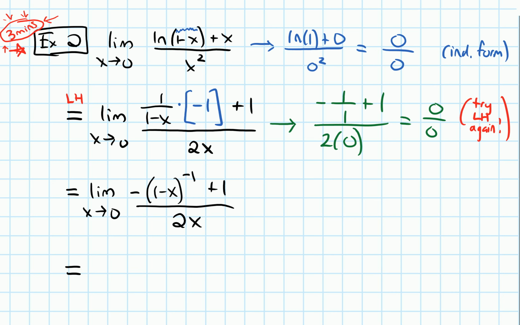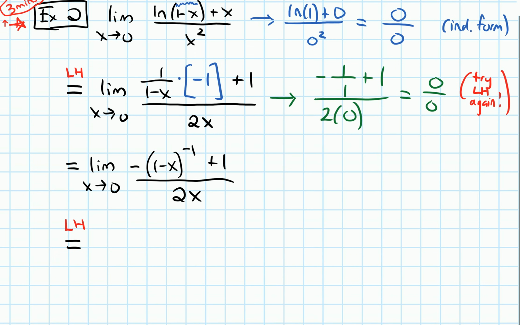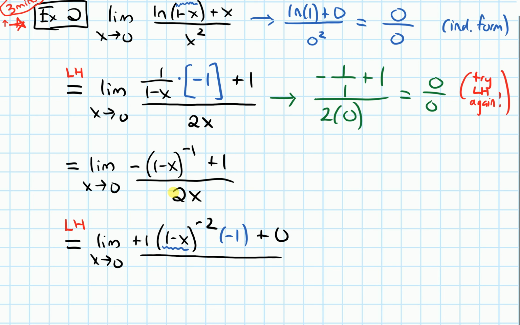Now, let's apply L'Hopital's rule and take the derivative of the top and the bottom. Rewriting that term is going to let me avoid quotient rule. So we have the limit as x approaches 0. For the derivative of the top, I'm going to need chain rule for this 1 minus x to the negative 1 power. The power comes down, and I'll get positive 1, and then times 1 minus x to the negative 2, because I subtract 1 from the power. And then we multiply by the derivative of the inside, which is negative 1. And then the derivative of 1 is 0. And then all over the derivative of the bottom, which is going to be 2.